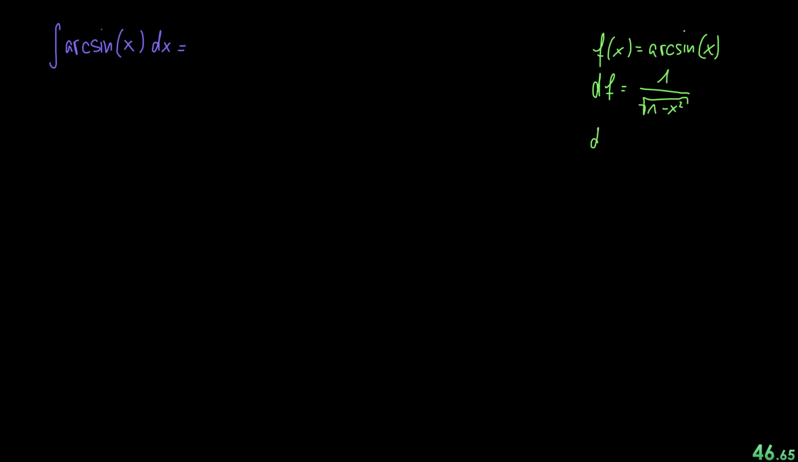So next we're going to take a dg and let it be equal to dx. At the same time, we need to integrate this, so we get g of x is equal to x. Okay, now we're almost done. We just need to plug in, which means we have f times g minus the integral of g times df. So we have x times the inverse sine function minus the integral of x times the derivative of the inverse sine function.